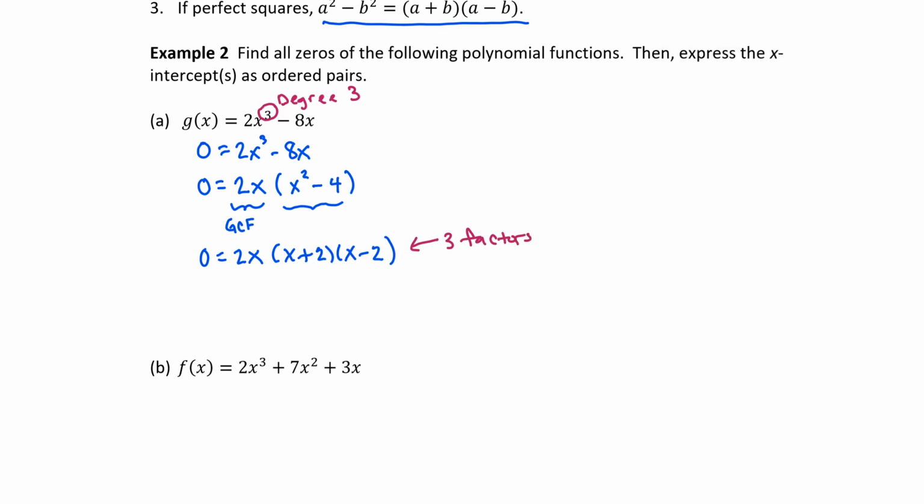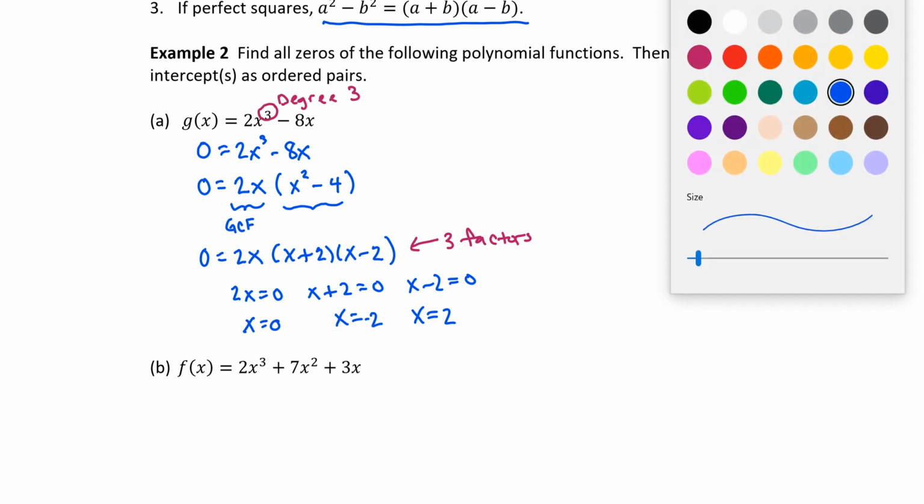Now, let's set each factor equal to 0 and solve for x, including that monomial GCF term. If I set that one equal to 0 and the other 2 factors equal to 0, that's going to give me 3 zeros total. Notice each of these is just a little linear equation. Dividing the first equation by 2, we get x equals 0. The second solution is x equals negative 2, and the third solution is 2.